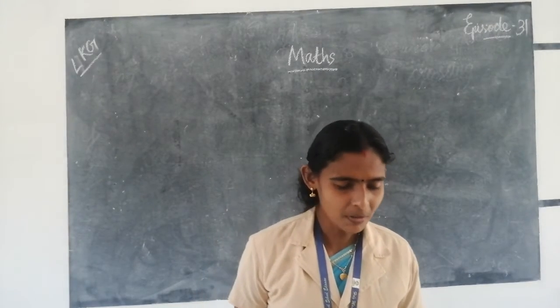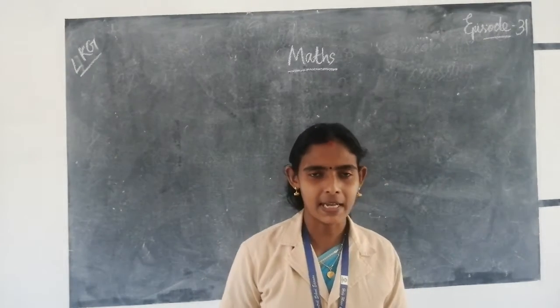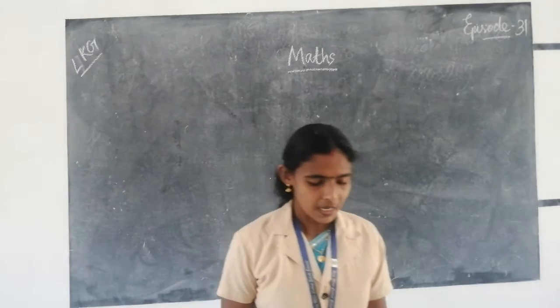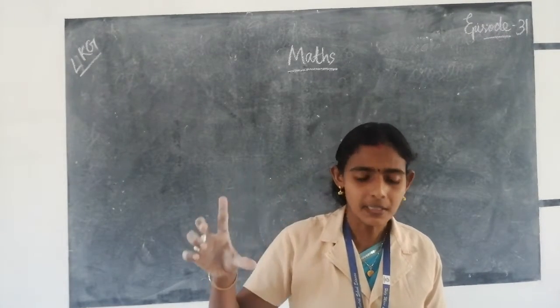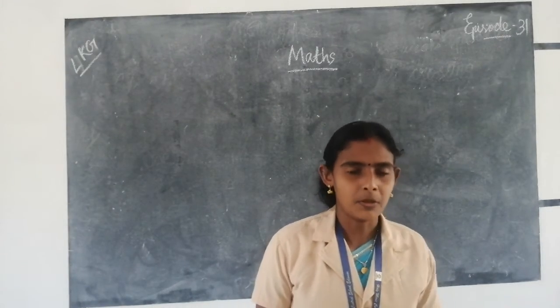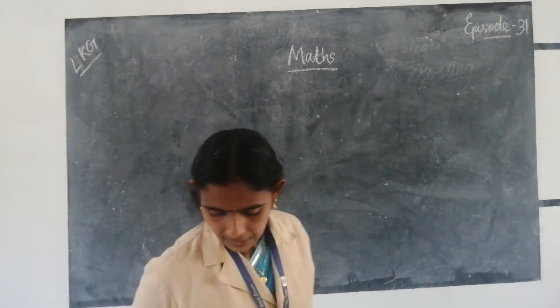Today we will study about the rectangle. A rectangle has four sides. Two sides of length are equal. The length of the two sides are equal.